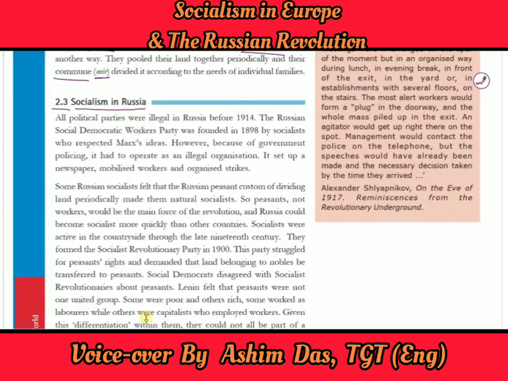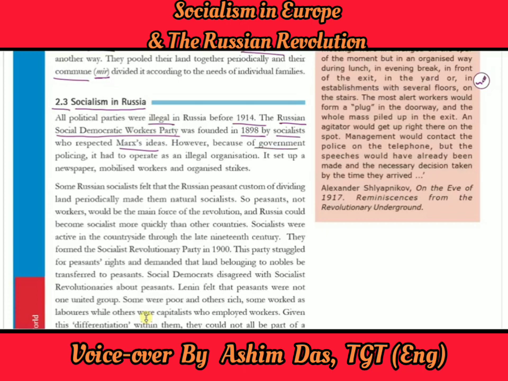Now, Unit 2.3, how did the idea of socialism in Russia spread? All political parties were considered illegal in Russia before 1914. The Russian Social Democratic Workers' Party was founded in 1898 by socialists who respected Marx's views and ideas. Here, Marx means Karl Marx, as you have come to know, a great German philosopher and economist.